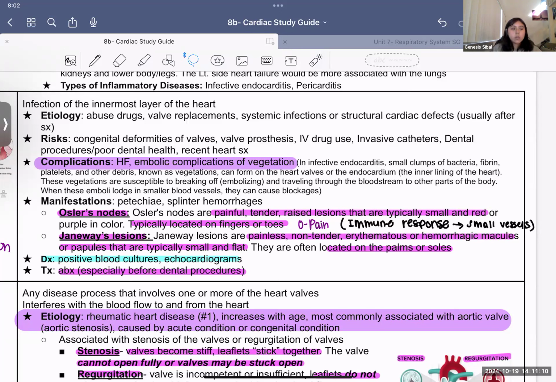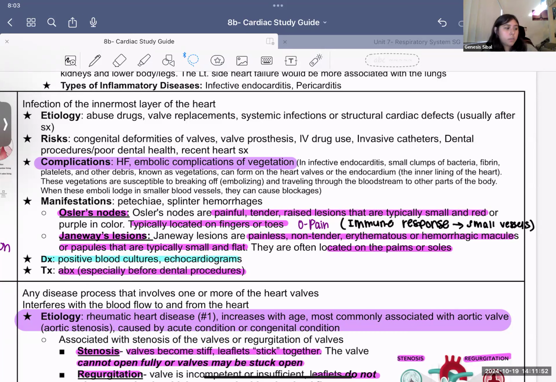Whereas with the Janeway's lesions, those are talking about the actual vegetation. So you're literally getting blockages from the vegetation. That's why it's more located in the palms or the soles. It's going to be bigger regions because it's going to be emboli, where it's going to be bigger and you're cutting off the blood flow to the entire region. Whereas with Osler's nodes, it's super small, but that's more immune response related, but small. That's why you're seeing the fingers or the toes for that. So hopefully that can help to understand the differences. That's why with Janeway's, it's going to be those bigger palms and soles, like your feet, things like that, because it's more related to the vegetation where it's literally cutting off the blood flow to that. So yeah, that's the only thing to note really with this.